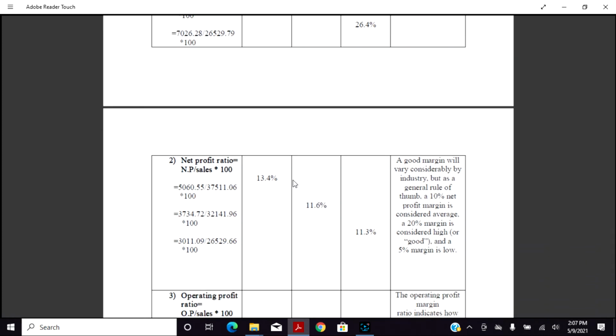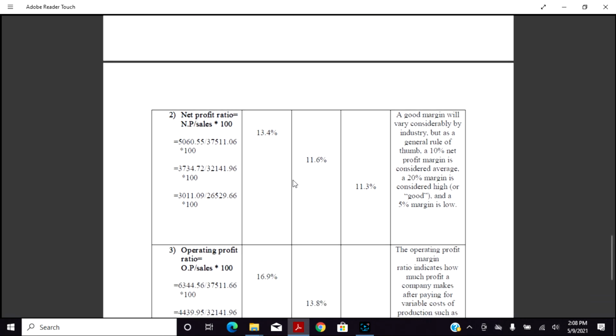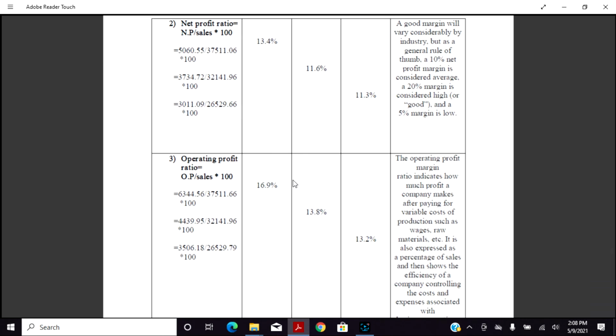Net profit ratio. Net profit ratio is equal to net profit divided by sales. A good margin will vary considerably by industry, but as a general rule of thumb, a 10% net profit margin is considered average, a 20% margin is considered high or good, and a 5% margin is low. Let's move to profit ratio.